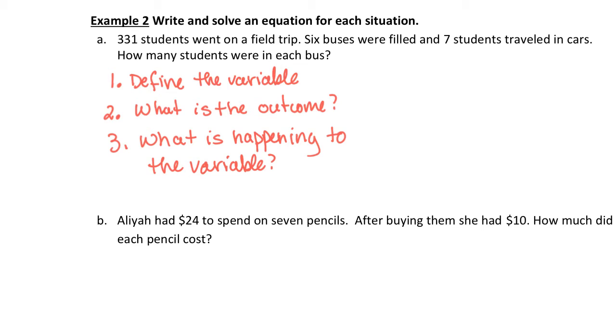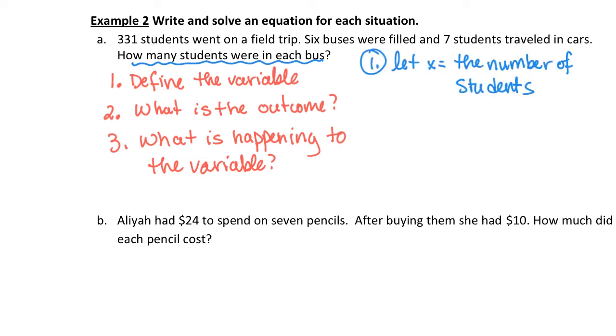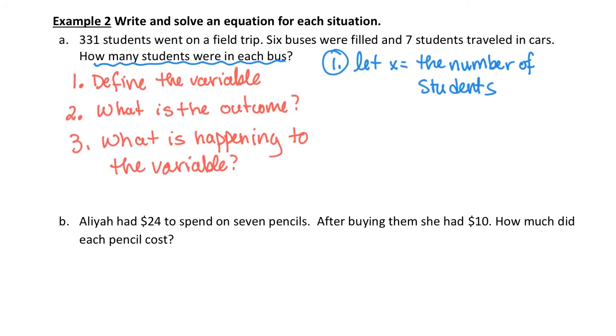So let's start by defining our variable. It's usually in the last part of the question, but not always. But this one says how many students were in each bus. So that's what we're going to be finding. So I'm going to define the variable. All right, so I'm going to let x equal the number of students.